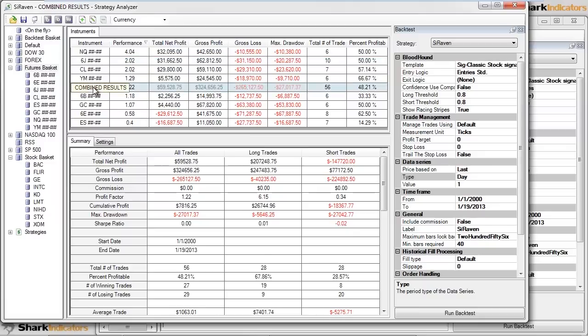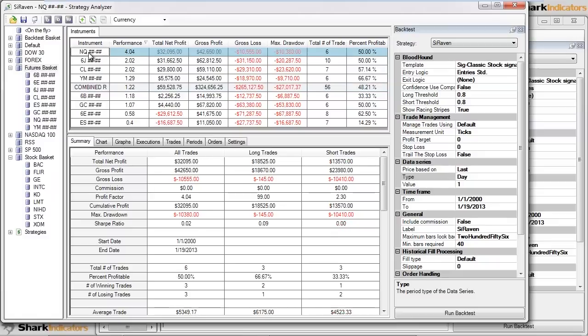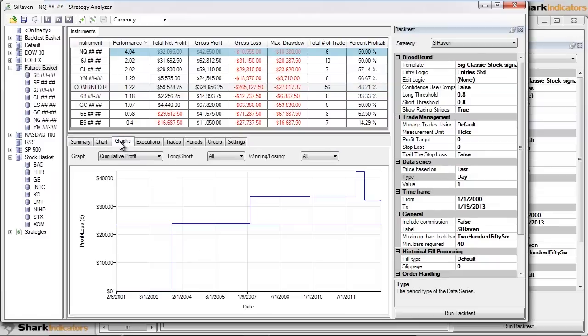If we look at the combined results, we can see it did a lot better, but also remember that futures have a much higher leverage than stocks do. So let's look through the graph here. Not much trading.